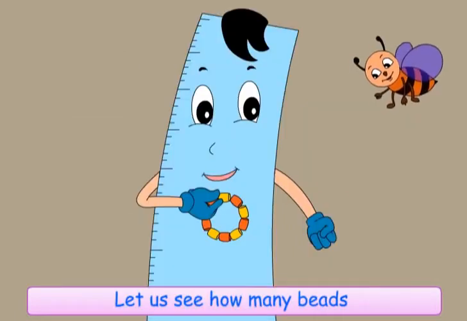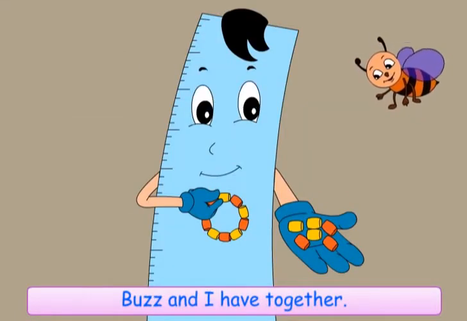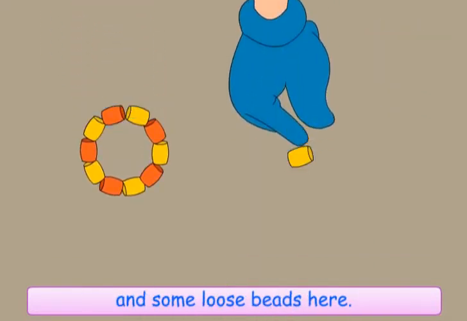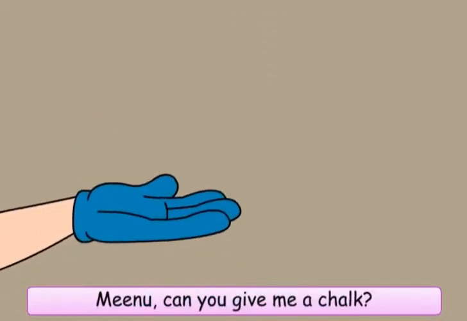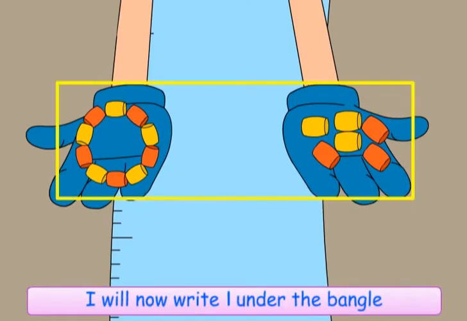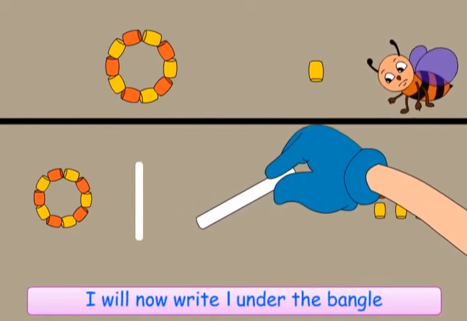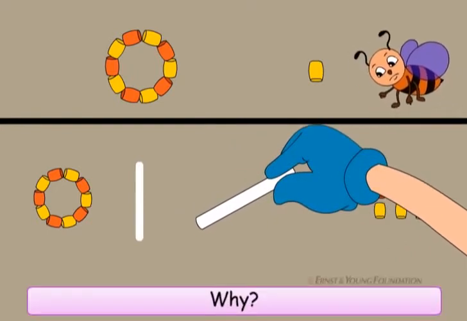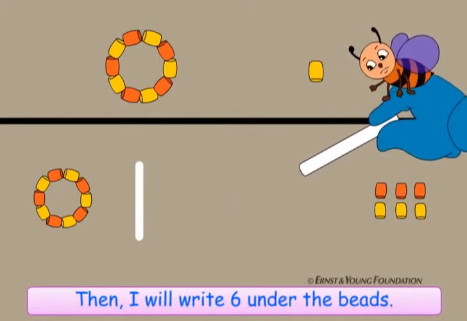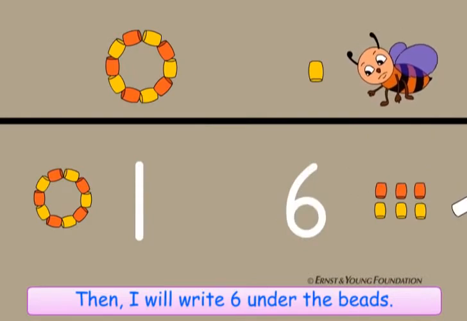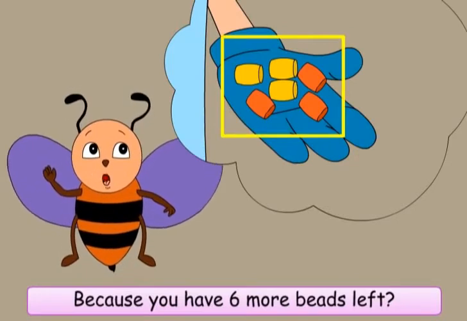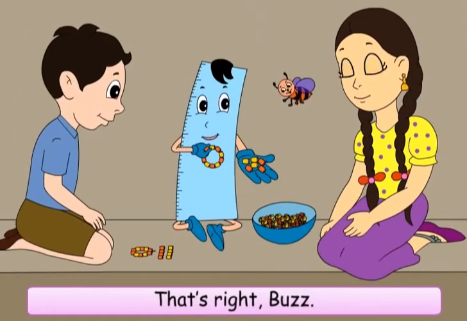Let us see how many beads Buzz and I have together. First, let me keep the bangle here and some loose beads here. Meenu, can you give me a chalk? I have 16 beads. I will now write 1 under the bangle. Why? Because I made one bangle. Then I will write 6 under the beads, because you have 6 more beads left? That's right, Buzz.